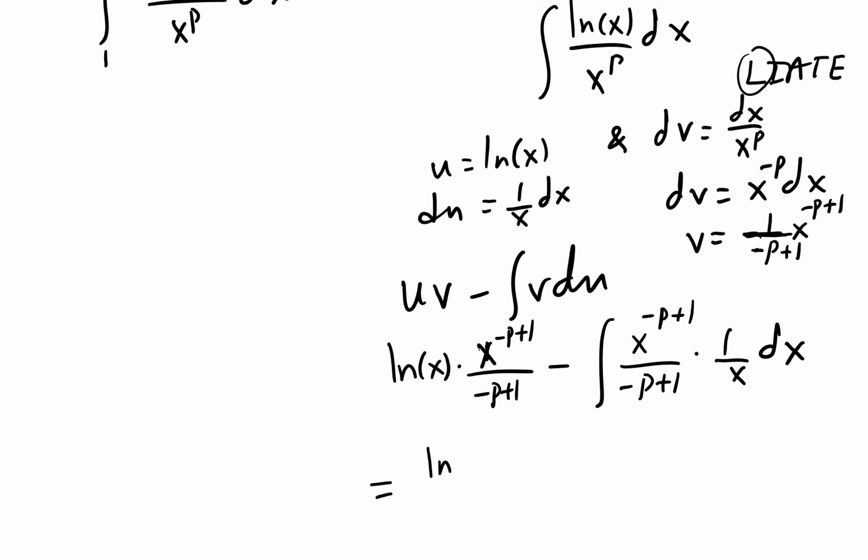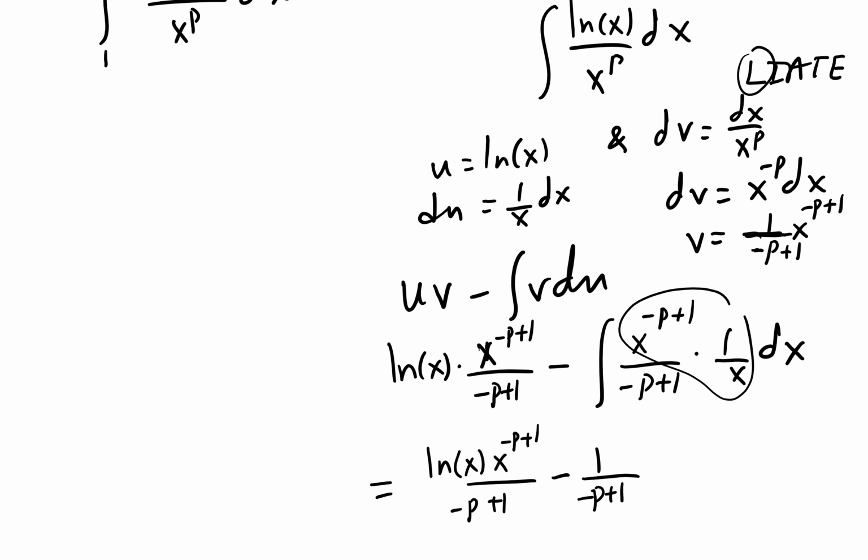So keep this the same. Minus, pull the denominator down, out, and inside this one, it's basically x to the negative p plus 1 minus 1. So it's x to the negative p. So it becomes negative p plus 1 over the same denominator.